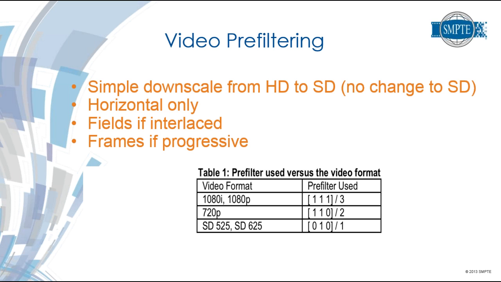So here's the pre-filtering. It's just a simple 3-tap FIR filter. We downscale HD to SD using these coefficients. We only do it horizontally. Lines are not a problem, but we have too many pixels, so we can simplify life. If it's interlaced, we use fields. If it's progressive, we use frames.